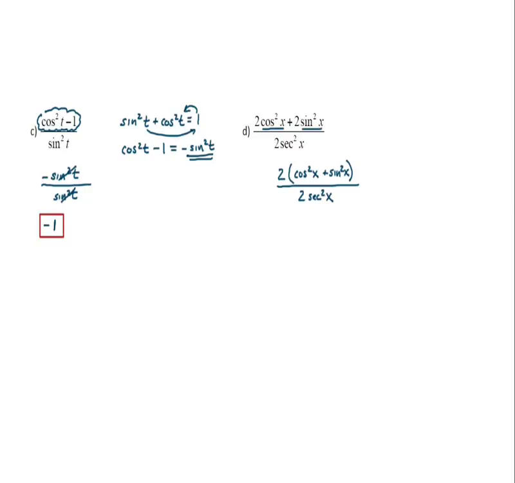Now that I've factored out my 2, what's inside of my parentheses is actually my trig identity. So that becomes a 1. So I have 2 times 1 in the numerator, which is 2, over 2 secant squared of x. The 2's can reduce, so I'm left with 1 over secant squared of x. And if secant is the reciprocal of cosine, then secant squared is the reciprocal of cosine squared. So my final answer here would be cosine squared of x. So I had to factor out a 2 in the numerator so that I can substitute using one of my identities, and then simplified from there. And cosine squared of x can't be simplified any further.